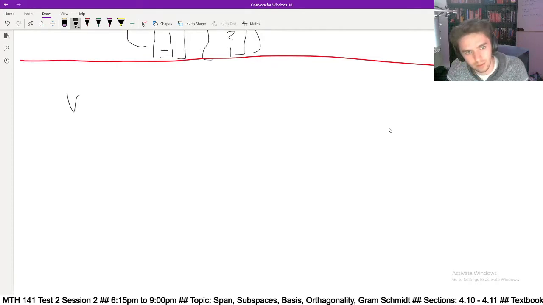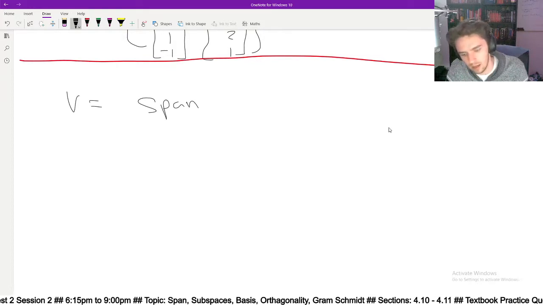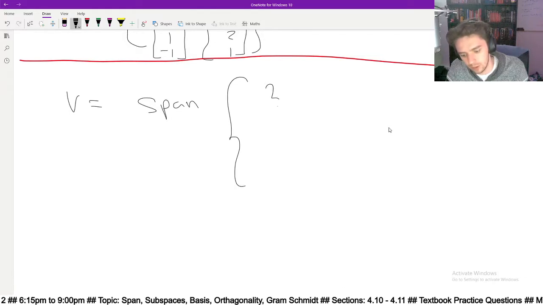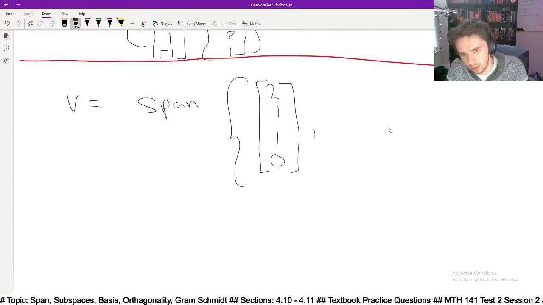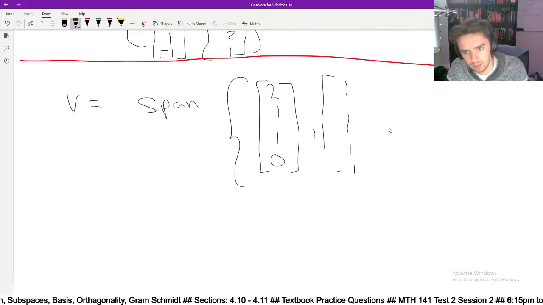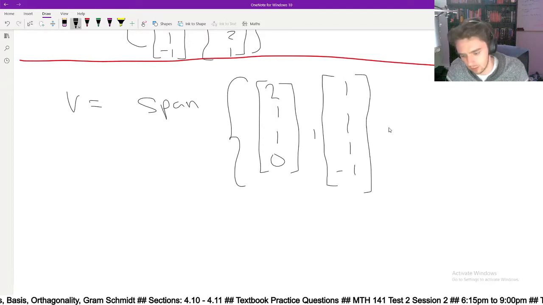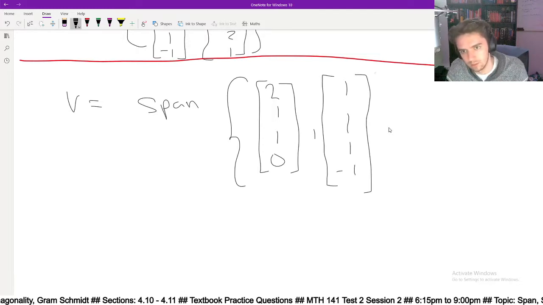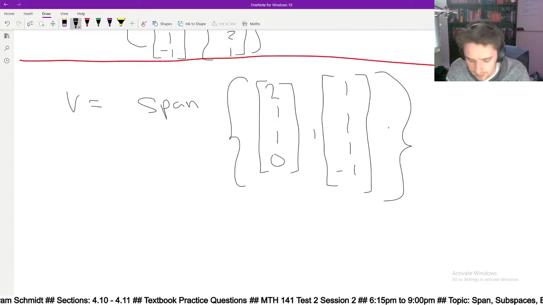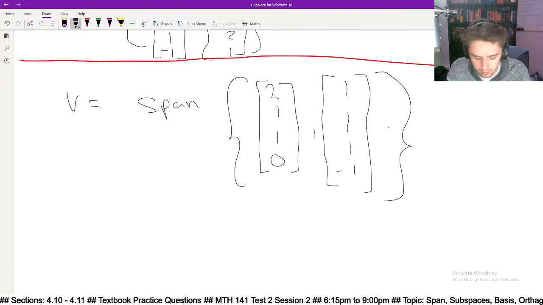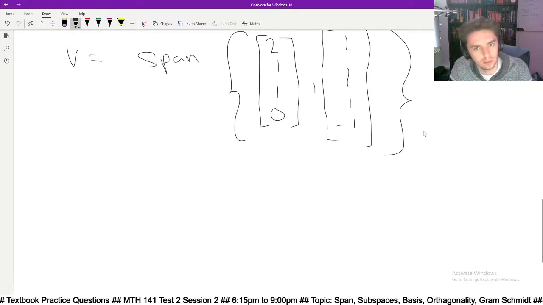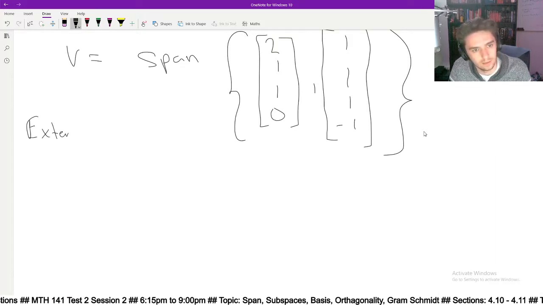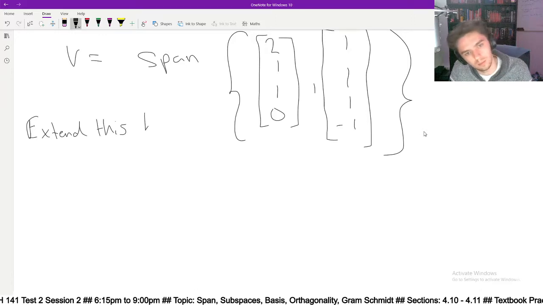Let V equal the span of (2, 1, 1, 0). Yeah, I remember it being an R4 one. And then (1, 1, 1, -1). So V is that span. Okay, assuming these are linearly independent, this forms a basis for V. Extend this to a basis for R4. So the question is, extend this span to a basis for R4. Expand this basis to a basis for R4. Extend this.